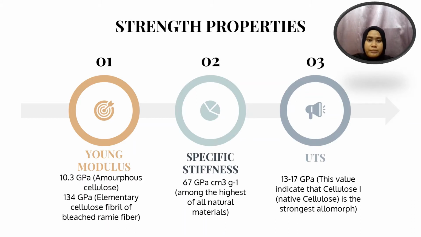This value competes well with metals such as aluminium. Meanwhile, for the ultimate tensile strength, the value is 13 to 17 gigapascal. This value indicates that cellulose I, which is native cellulose, is the strongest form.